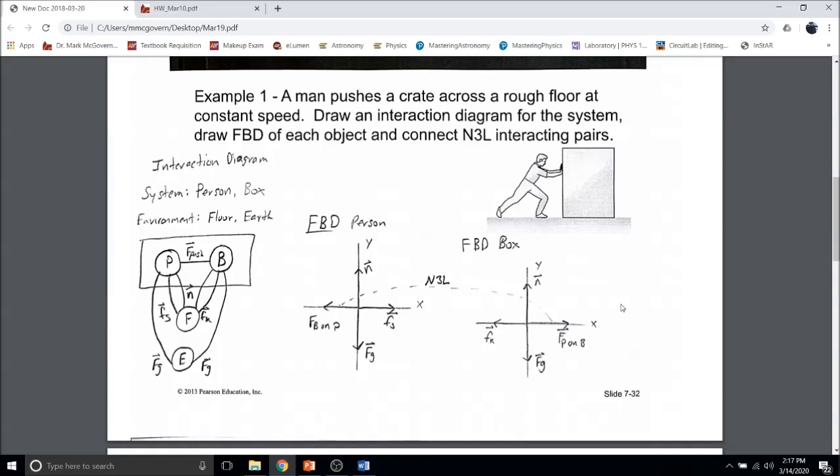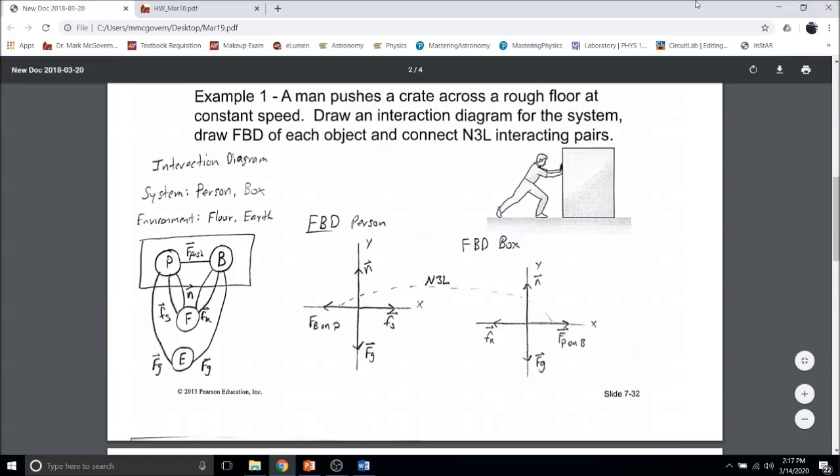So you've got your interaction diagram. Again, it's optional unless I say, hey, you've got to do it. And then for the person and the box, you've got the free body diagrams. Now, if we were given numbers and other information, then we could solve for some unknown variable. I don't know what that is, but if you have numbers, you can do that. So, all right, let's keep going, I guess.